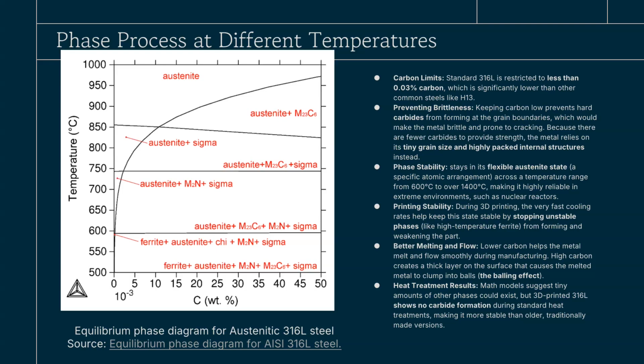Here is the phase diagram at different temperatures. We can see the graph showcasing the different phases that the material experiences before it reaches the 1040 Celsius mark. So here are the carbon limitations, and then there's brittleness, and then the phase stability, which is mostly in the flexible austenite state, across the temperature range from 600 to over 1400 Celsius. And then there's also printing stability, which helps keep the state stable by stopping unstable phases, and then the better melting and flow, and also the heat treatment results.